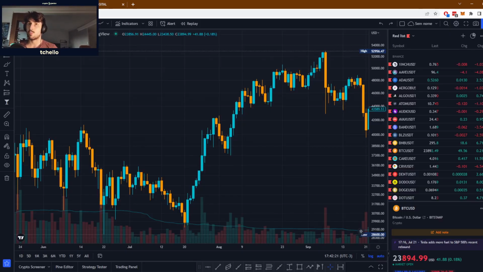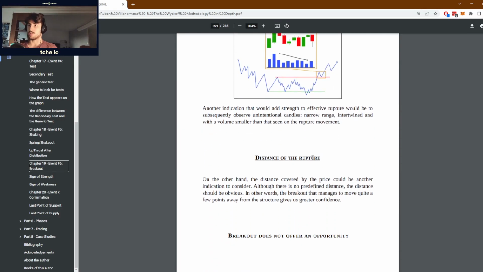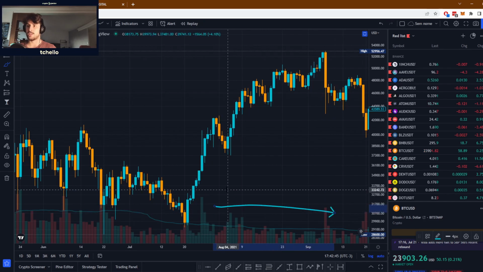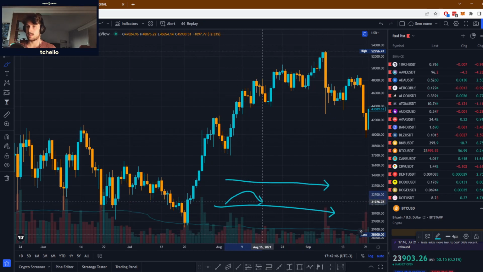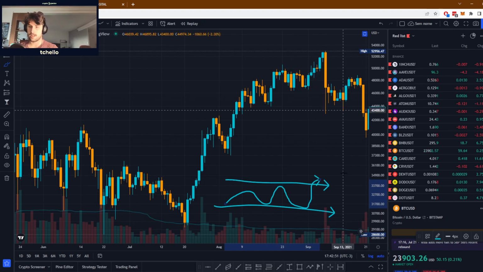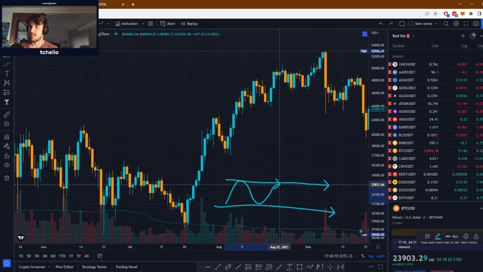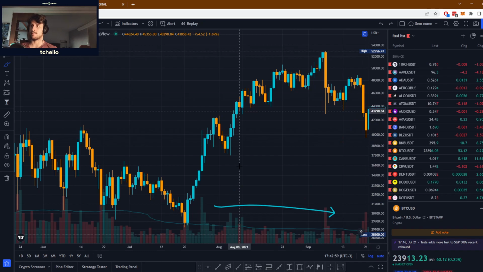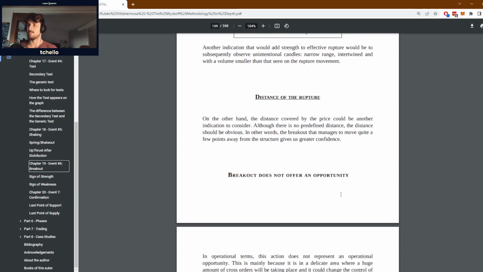Another thing is the lack of interest. So when we are ranging near the range, it's nice to see lower volume. So there is a lesser interest in trading that range. All right. Also, the distance of the rupture could also be another indication. So of course, if we have a range like this, right, and it breaks out just by a tiny bit, it's not as strong as if we were to do something like this, right? It's obviously not as strong. So this must be thought of as well.